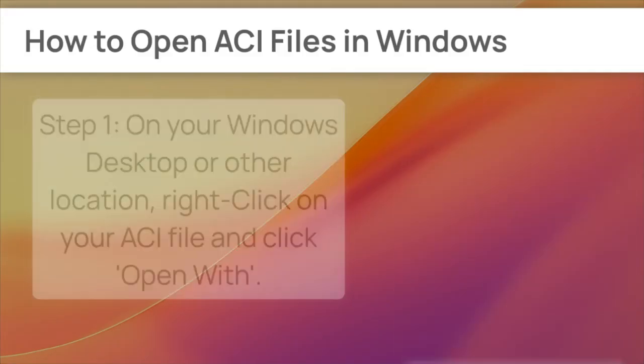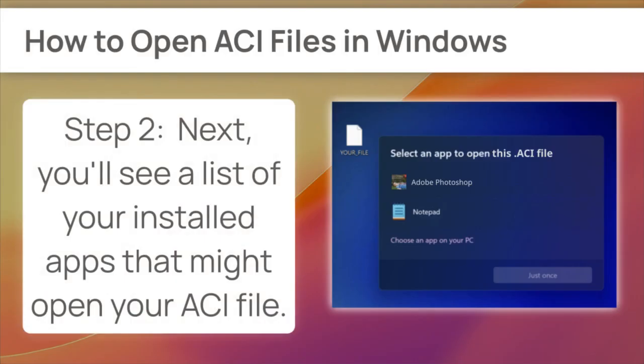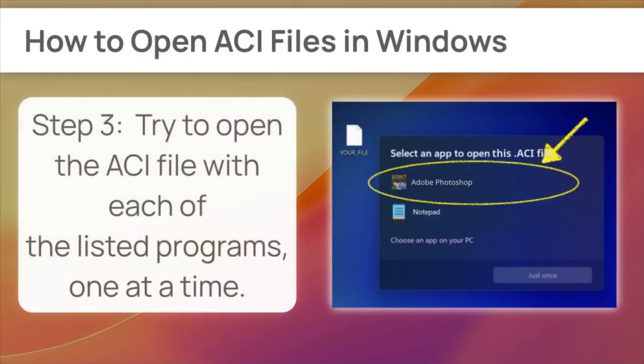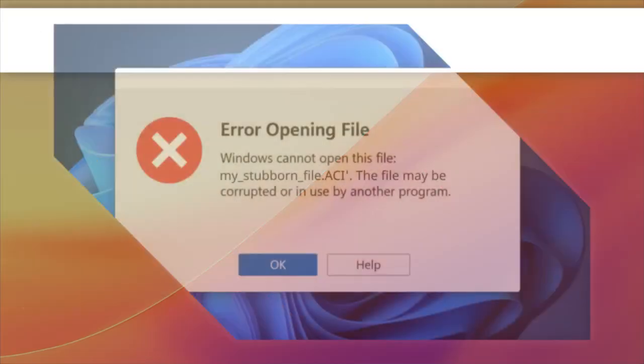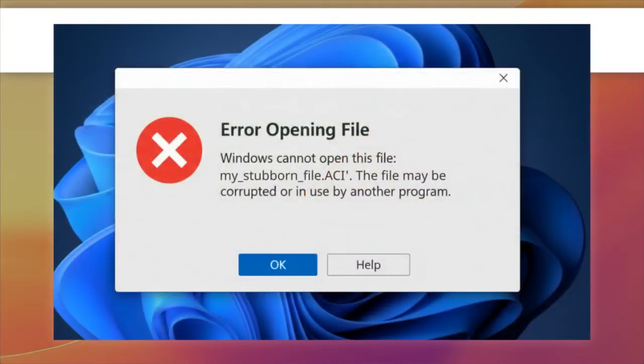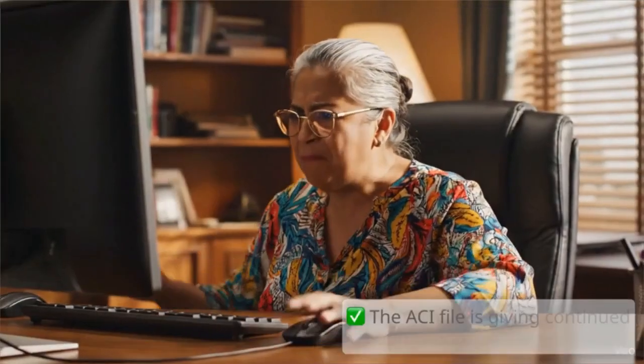Right-click the ACI file and click Open With. Try launching with Adobe Photoshop first, as it's the recommended tool. If that doesn't work, test others until you find a match. If the ACI file still will not open, there is no need to stress. Failure of the main program tells us the ACI error is systemic.